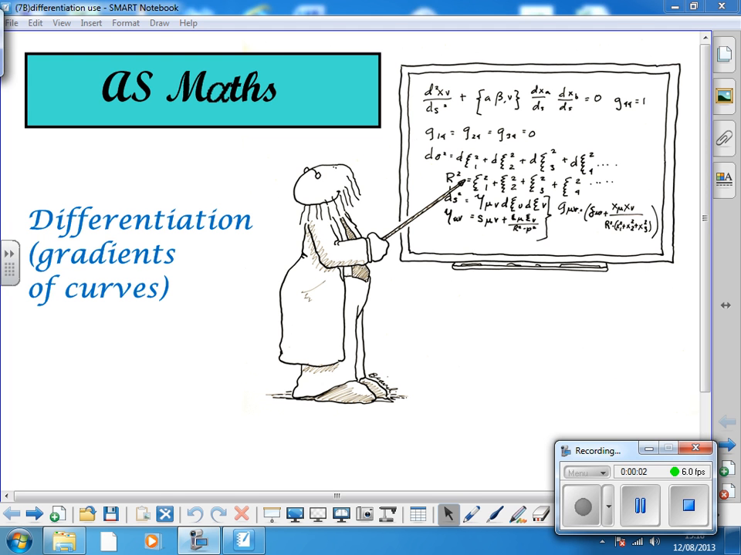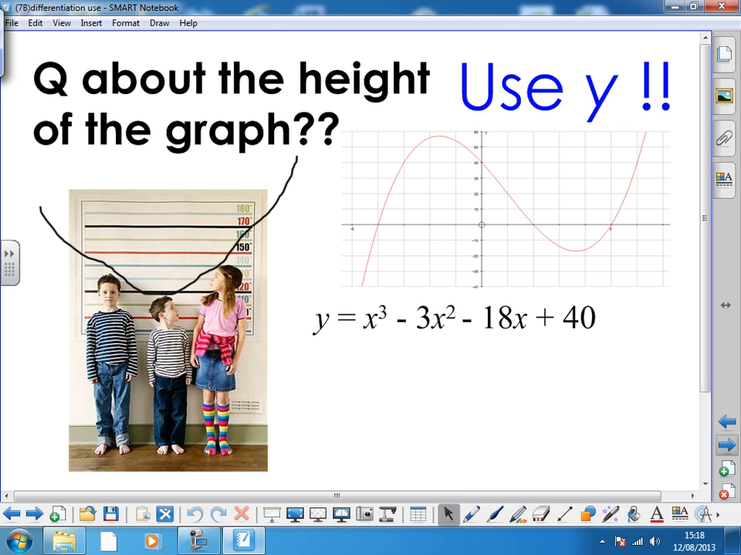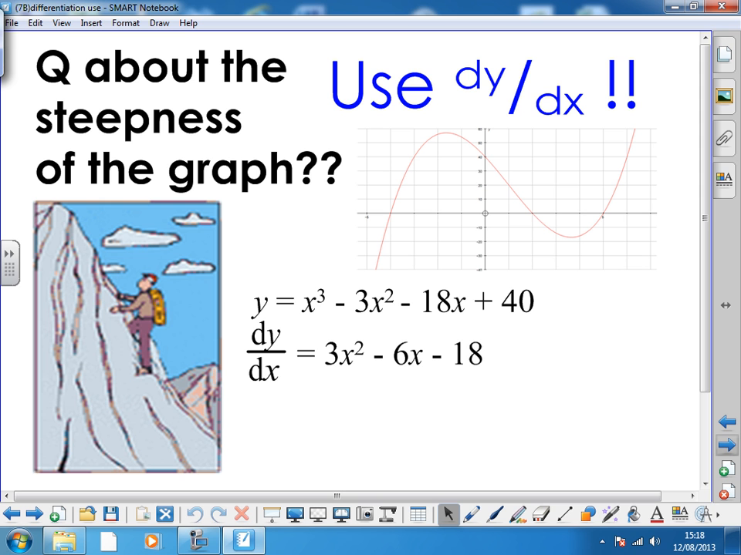So in this second video on differentiation, we're going to look at how to use the gradient function, the derivative, to solve problems. So quick reminder, we've got a function and we might want to know something about the y coordinate, in which case we need the function y equals. So if we know x and we want y, or we know y and we want x, we need the function y equals. But if we've got any question at all about gradient, about steepness, we need the derivative, the gradient function dy by dx.